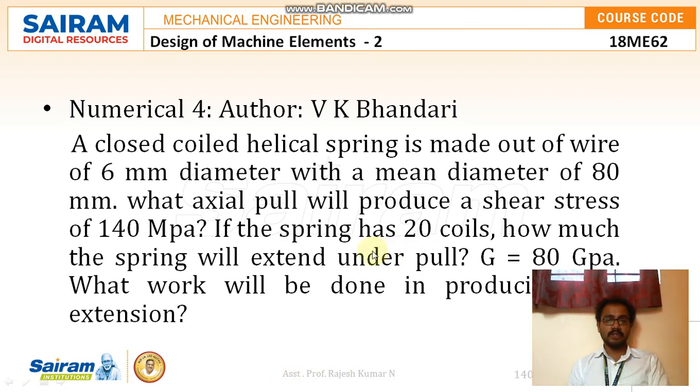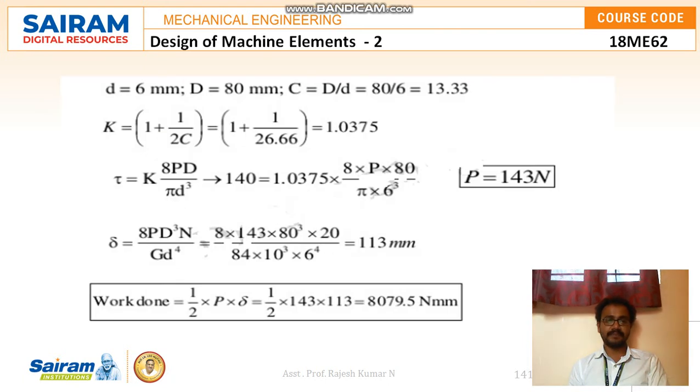Okay, this is almost very similar to the previous problem, except for a small change of data. So first let us write down the given data. Wire diameter is 6 mm and mean diameter is 80 mm. Spring index value, since we know capital D and small d, we can find it out. The spring index value is 80 by 6, which is 13.3. It is instructed not to round off the spring index value. Go with the same value whatever we are getting. First let me find the constant K value, that is 1 plus 1 by 2C. Since the C value is known, by substituting we will be getting the K value as 1.0375.